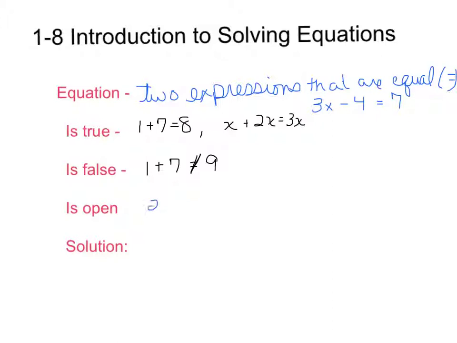So something like 2x minus y is equal to 9 is something that's open because there's multiple solutions. Depending on what I pick for x value and y value, I'm going to get different answers. So if you remember from last year, this is an example of what we would call a linear equation, that I could come up with a chart of values where every x value would give a different y value.